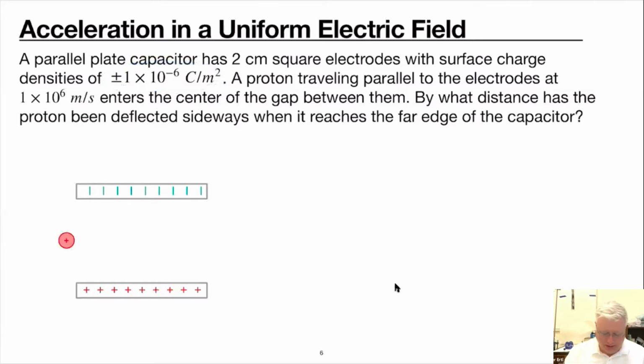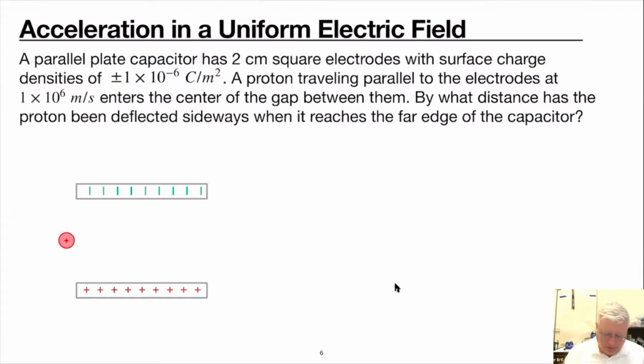Well, because one is charged positively, one is charged negatively, but they each have the same amount of charge. The positive plate has 1 times 10 to the minus 6 coulombs per square meter, and the negative plate has negative 1 times 10 to the minus 6 coulombs per square meter.